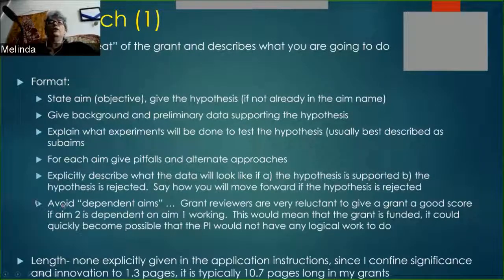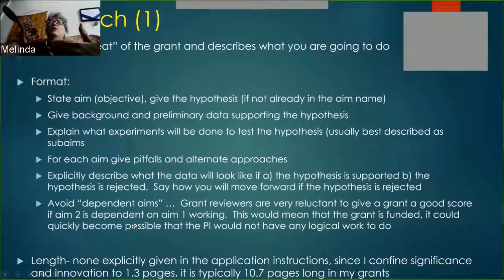And this is where it's really important to avoid dependent aims. One thing that's very clear that can kill a grant is if aim 1 has to be successful before you do aim 2. This is a place that can really kill grants, because if you fail at aim 1 and you have 4 years of money, what are you going to do with the rest of the money if aim 1 fails?